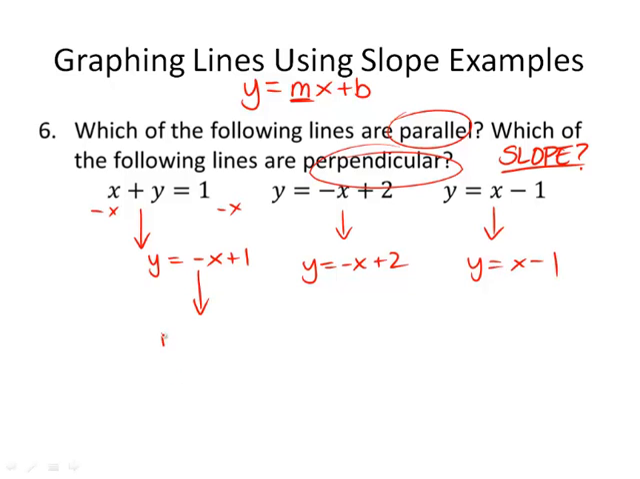So what's our slope in the first one? It's -1. Our slope in the second one is also -1. Our slope in the third one is 1. So let's compare the slopes. We'll notice that the first two are the same. Therefore, the first two lines are indeed parallel.